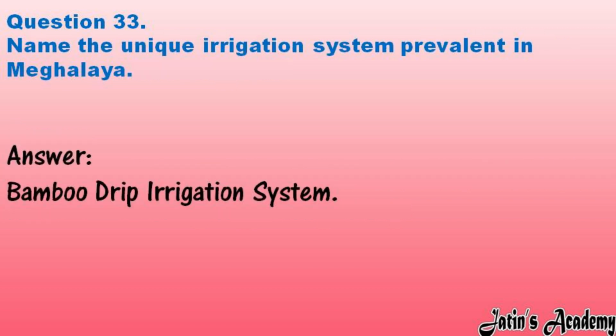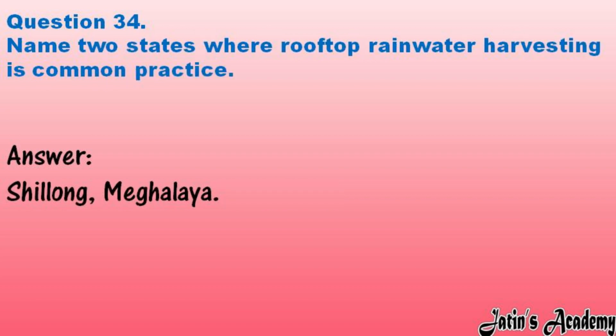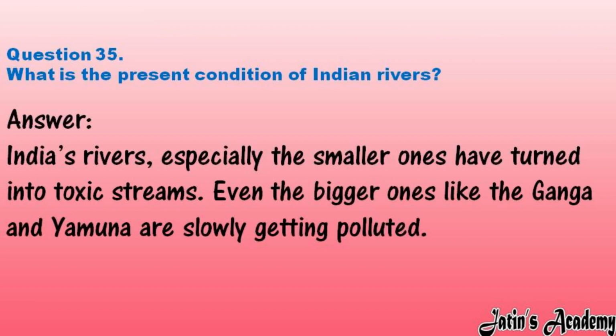Question 33. Name the unique irrigation system prevalent in Meghalaya. Answer. Bamboo drip irrigation system. Question 34. Name a place where rooftop rainwater harvesting is a common practice. Answer: Shillong, Meghalaya.